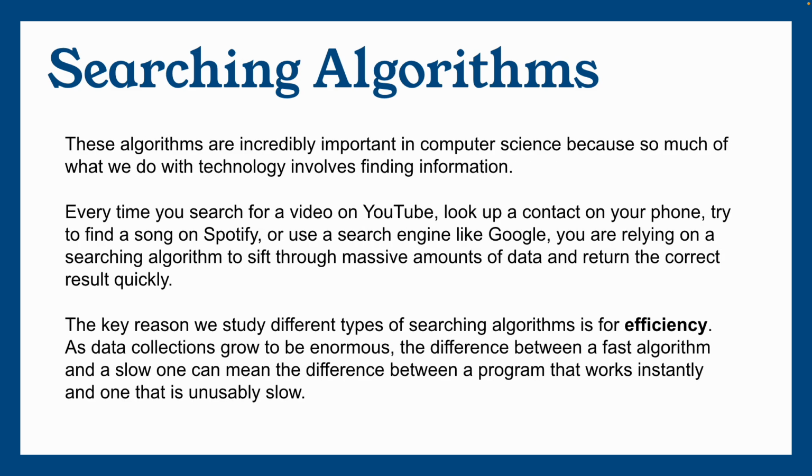Now, searching algorithms are very, very important in computer science because so much of what we do in technology involves finding information. Every time you search for a video on YouTube, that is a searching algorithm being applied. When you look up a contact on your phone, that's a searching algorithm trying to find a particular contact. When you search for a song on Spotify, or use a search engine like Google, or when we were just searching on your laptop for the Google Drive application, that was a searching algorithm looking for it.